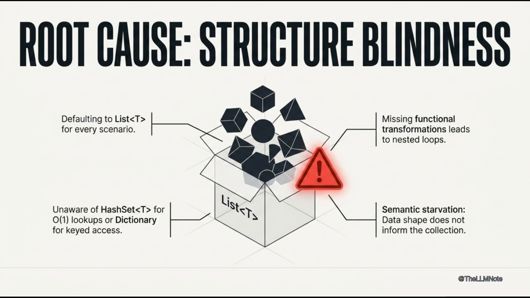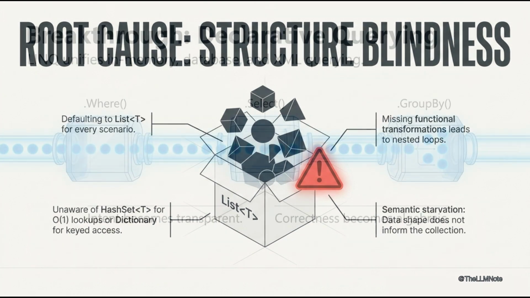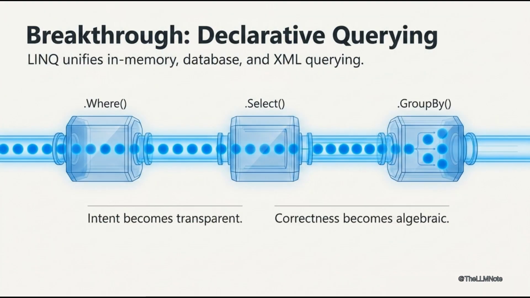Let's talk about the root cause: structure blindness, defaulting to List for every scenario, unaware of HashSet<T> for O(1) lookups or Dictionary for keyed access. Missing functional transformations leads to nested loops, semantic starvation. Data shape does not inform the chosen collection. This raises a critical question: breakthrough, declarative querying.